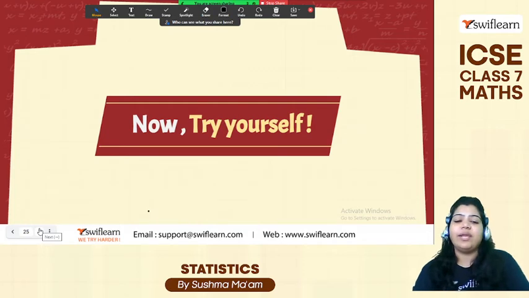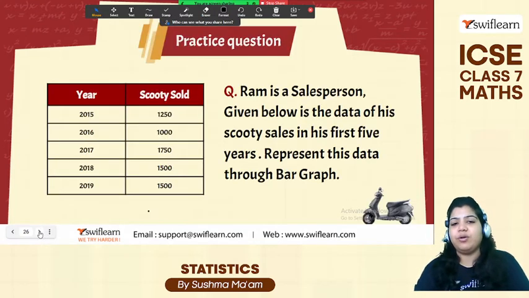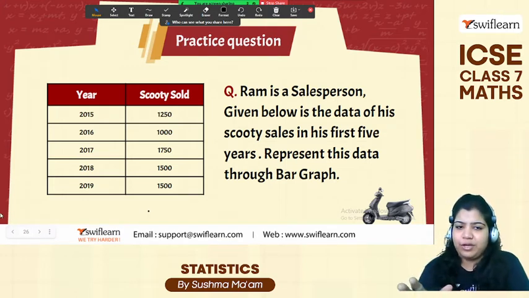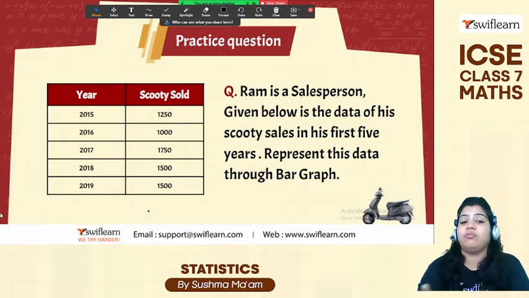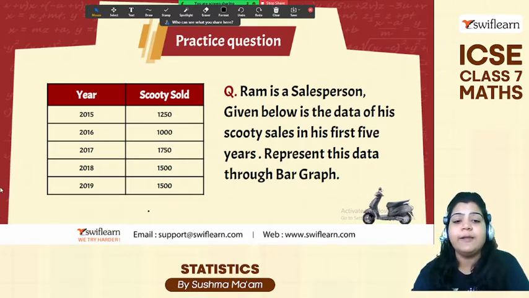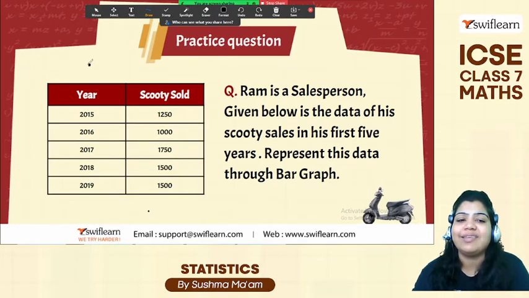Okay, let's take one example and we will draw this one. So the question is: Ram is a salesperson. Given below is the data of his scooty sales in his first 5 years. Represent this data through a bar graph. So in 2015 when he sold the scooty, that's 1250, 2016 1000. Okay, so now what do we have to decide first? Scale.